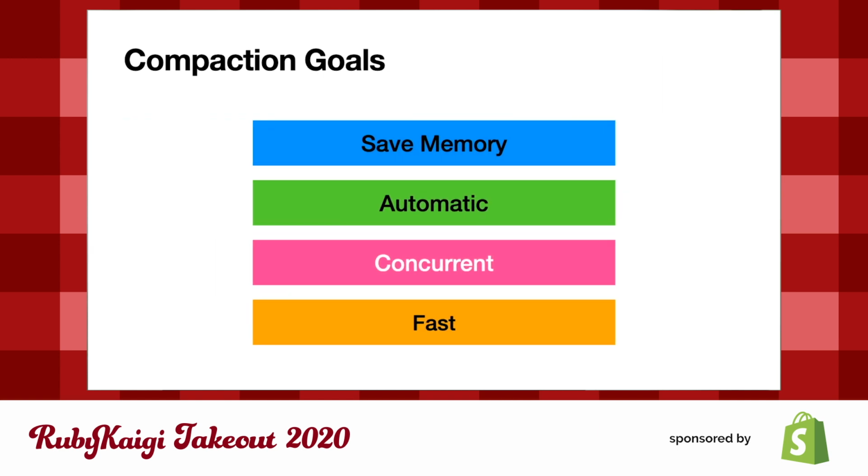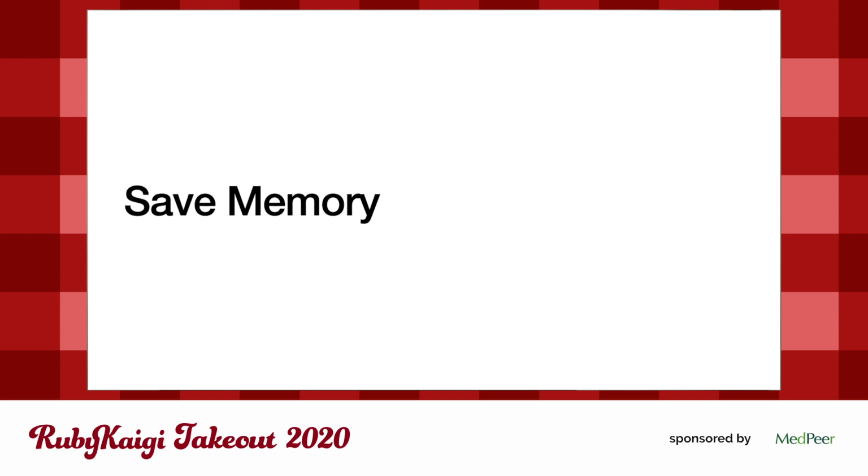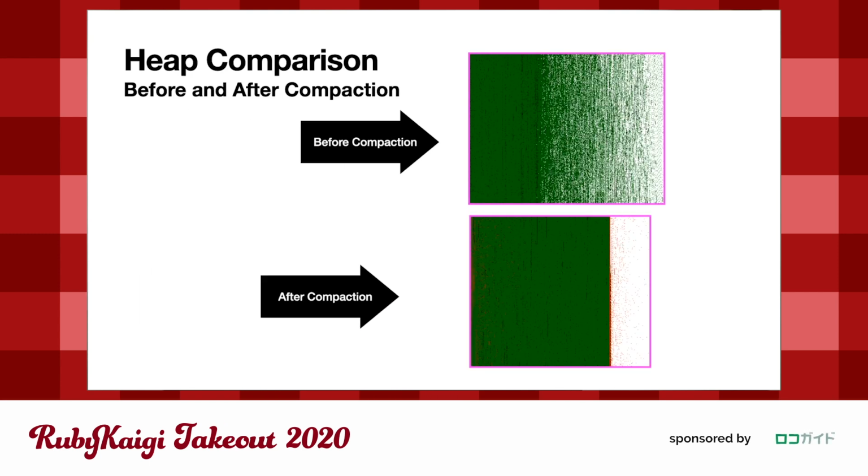I want to talk about my goals for compaction. I want it to save memory. This is probably the most important goal. I want it to be automatic. So in other words, I don't want developers to know it's happening. It should be concurrent. In other words, it can happen at the same time as any other process or any other processing. And also, it should be fast. So let's discuss each goal. First is saving memory.